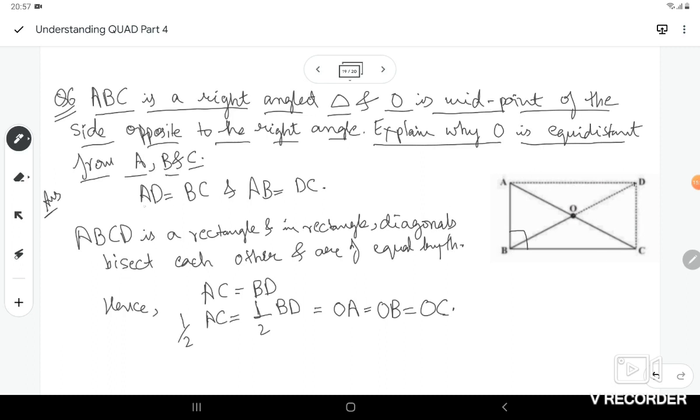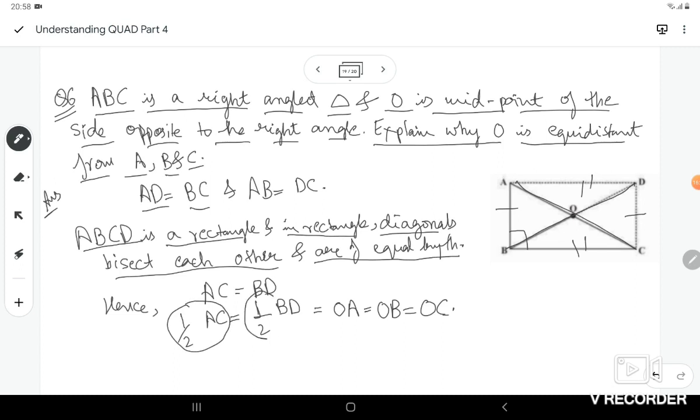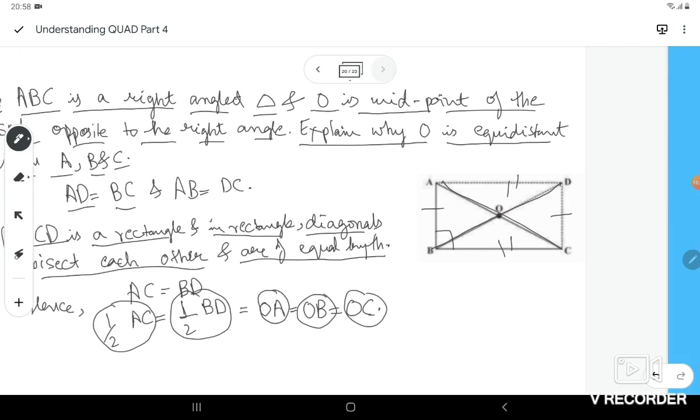So from here we can see that AD would be equal to BC and AB would be equal to DC. Why? Because ABCD is a rectangle, and in a rectangle diagonals bisect each other and are of equal length. So AC would be equal to BD and their halves would also be equal. So half of AC equals half of BD. So this gives OA equal to OB equal to OC.